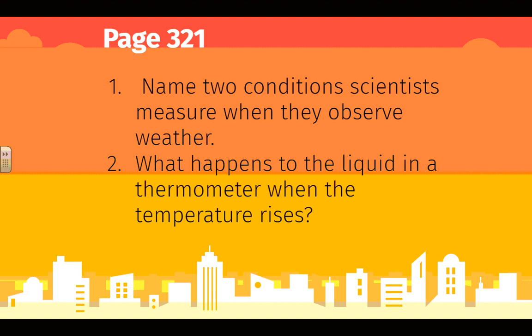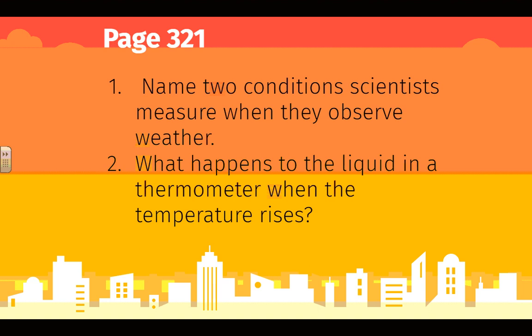Weather instruments. Key ideas. As you read this section, keep these questions in mind. What are 4 instruments that measure conditions in the lower atmosphere? How do scientists measure conditions in the upper atmosphere? How do computers help scientists understand weather? Page 321. Name 2 conditions scientists measure when they observe weather. What happens to the liquid in a thermometer when the temperature rises?